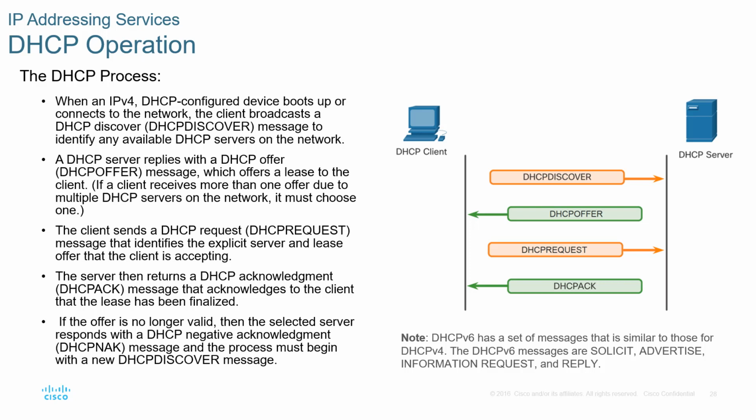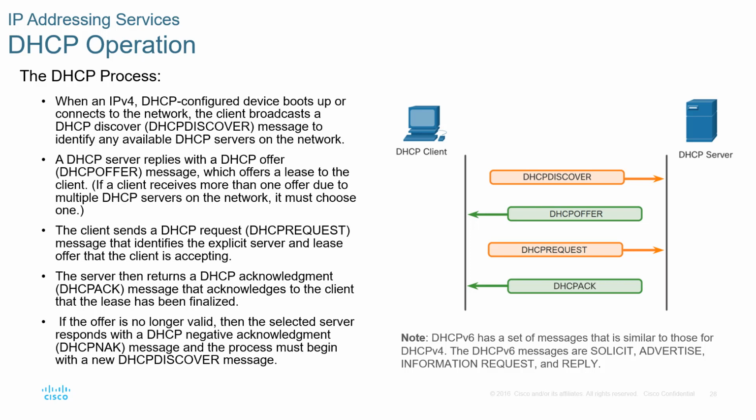The discovery message basically says, I'm here, I need an address. The offer basically offers a lease to the client, and the client may receive more than one offer due to multiple DHCP servers, so it must choose which one it's going to select, assuming there are multiple DHCP servers on the network.